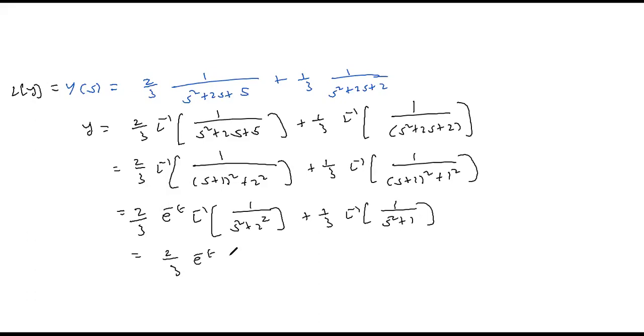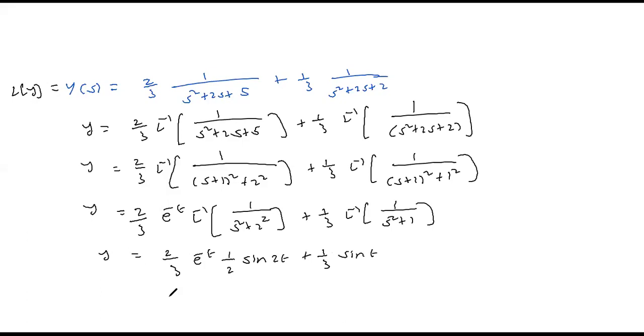Now what is this? 1 by 2 sin 2t, right? Yes, sir. 1 by 2 sin 2t, plus 1 by 3 sin t.